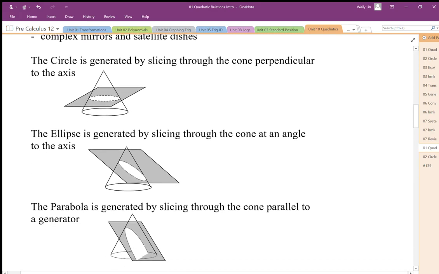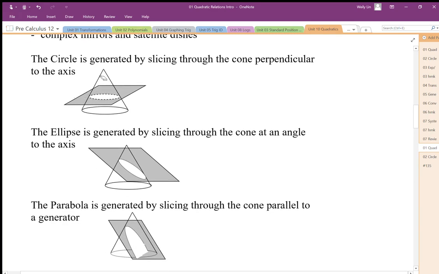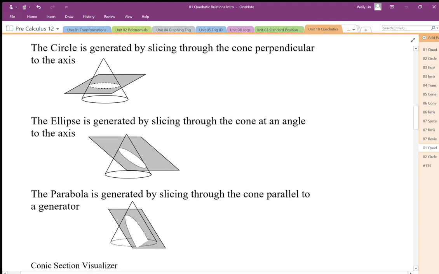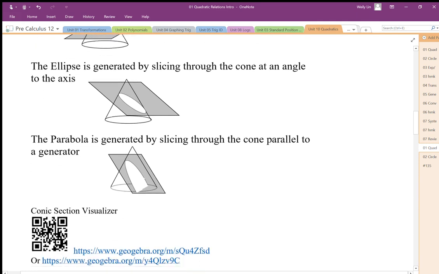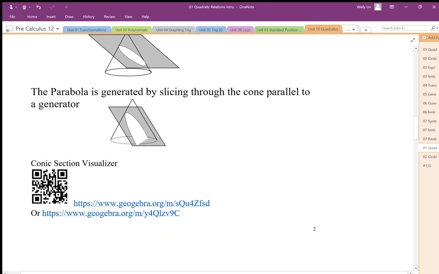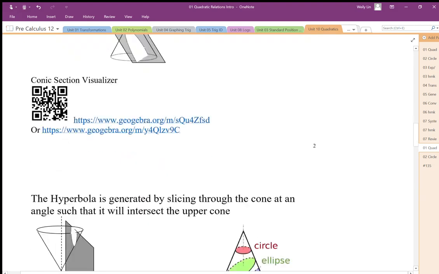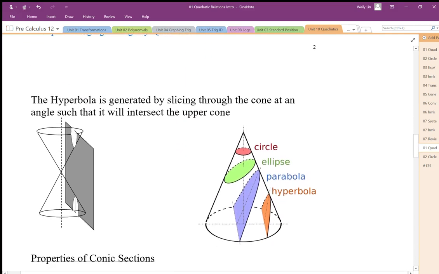So these are the different ways we do this. We have our cones. Our planes slice through these cones in different ways to get the circle, ellipse, parabola, and also the hyperbola as well. We end up with our hyperbola as it cuts through both the top and bottom of the cone. So as we just get past this parabola, the parabola is our boundary.